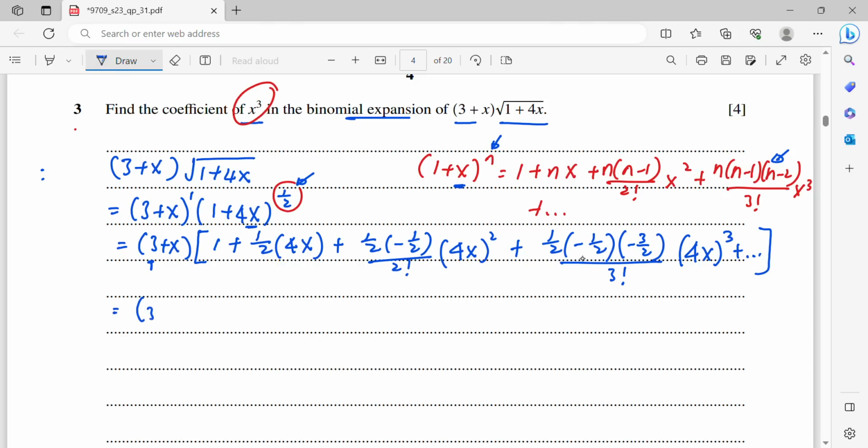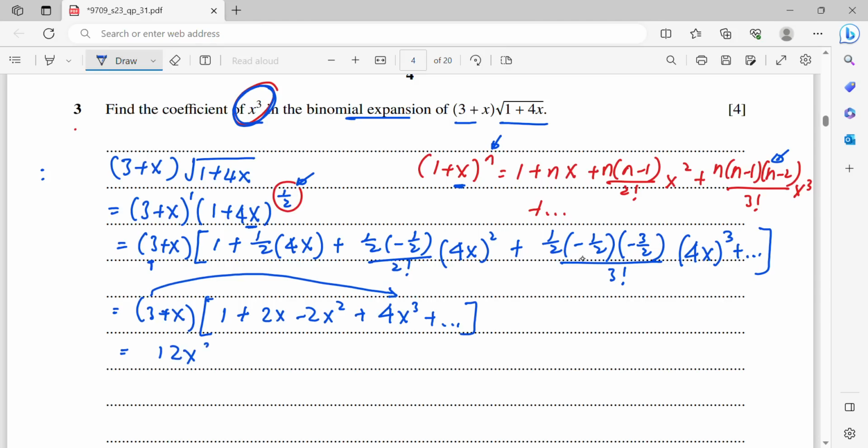Alright, so from here I will rewrite first and simplify the terms inside the square bracket. The first term is 1, the second term is 2x, the third term is negative 2x squared, and the last term is plus 4x cubed. Now, no need to do the full expansion because we only need the coefficient of x cubed. To get x cubed, the 3 is a constant and must multiply with the term with x cubed, which gives 12x cubed. The x must be multiplied with the x squared term to get x cubed, so I get negative 2x cubed, plus dot dot dot. From here I get 10x cubed plus other terms. So the coefficient of x cubed equals 10.